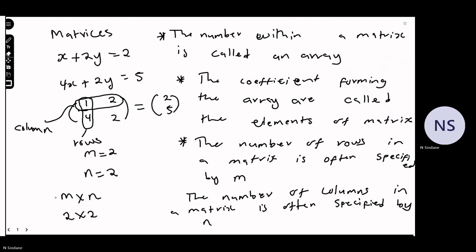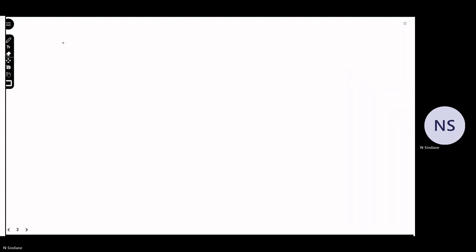And let's see. Say you're given a matrix like this: 2, -3, 4, and then 1, 5, and 7. Looking at this matrix, what type of matrix is this? You can just pause this video and try to answer the question using M and N. What type of matrix is this?